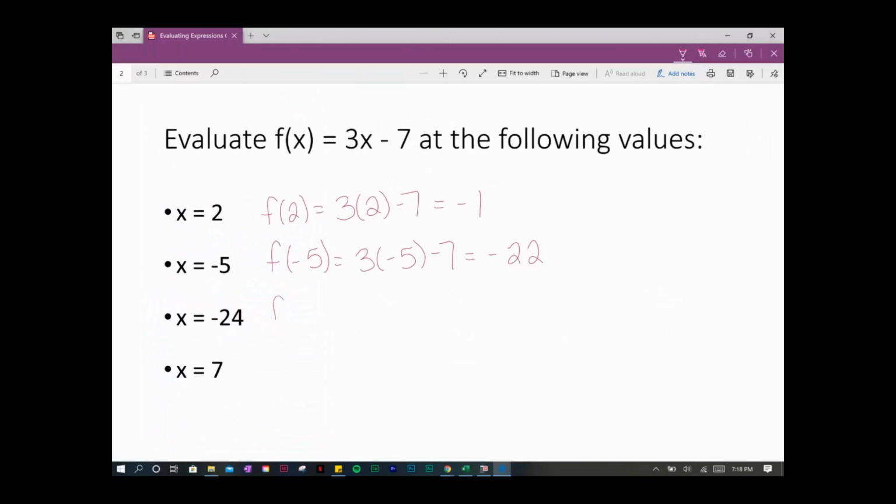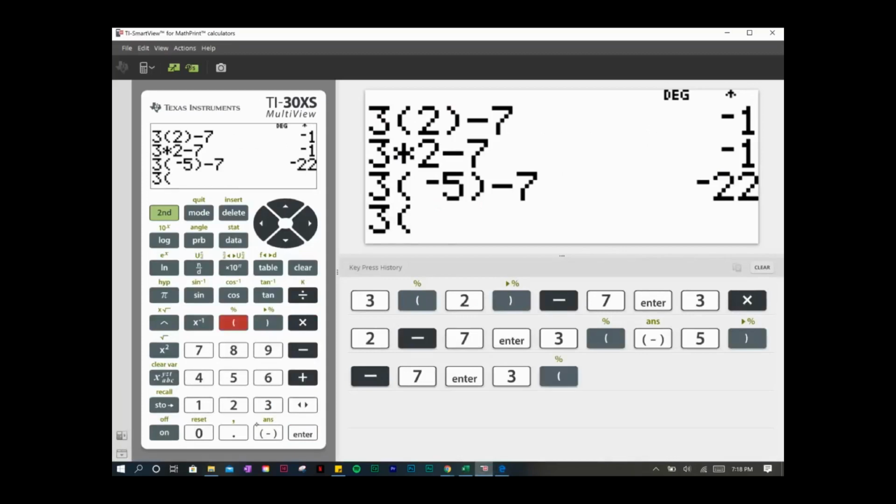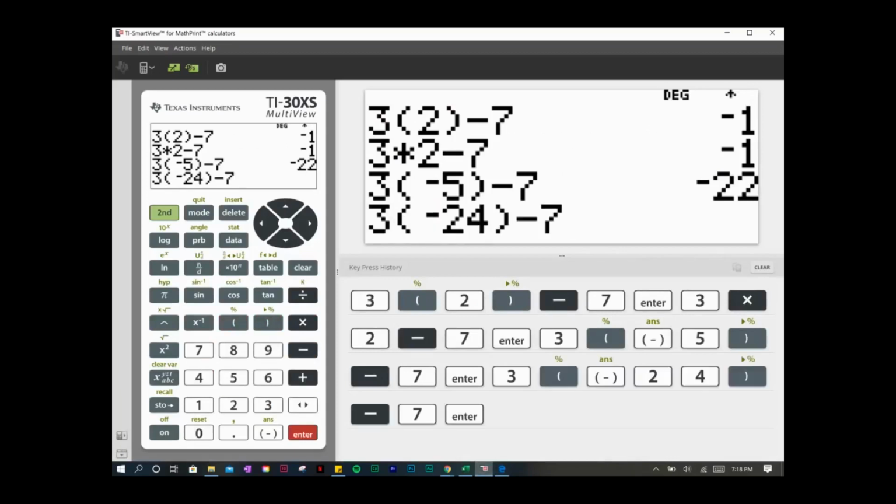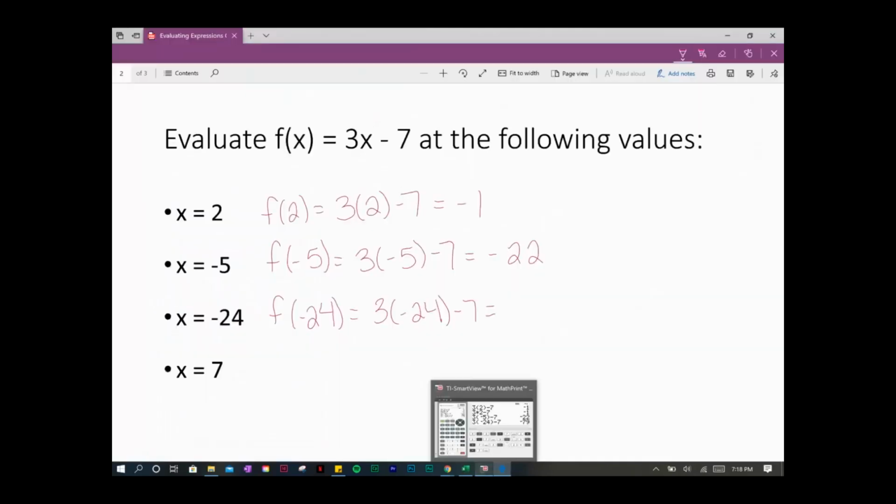Next we have negative 24 for x, so f of negative 24 is 3 times negative 24 minus 7. So I have 3 times negative 24 minus 7 gives me negative 79.